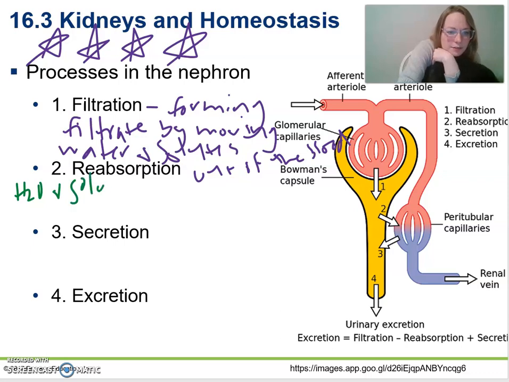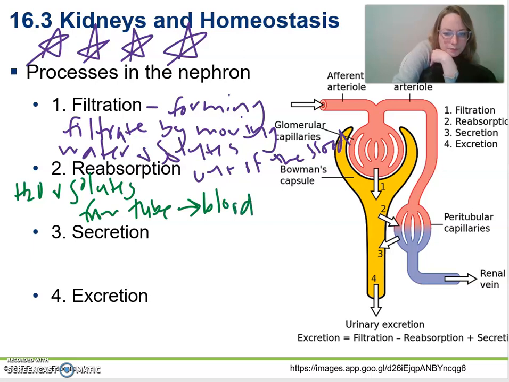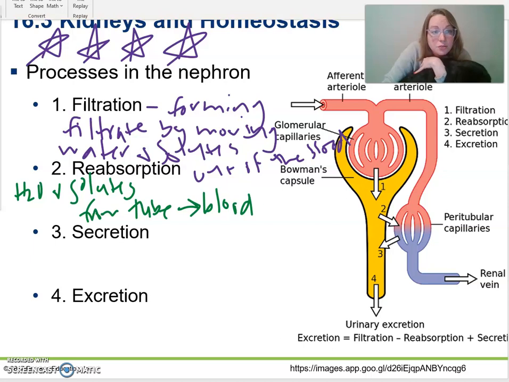Water and solutes from tube back into the blood. And then secretion is the opposite. So we're going to take wastes that are in the blood that we want to get rid of and push them from the blood into the tube to be excreted.